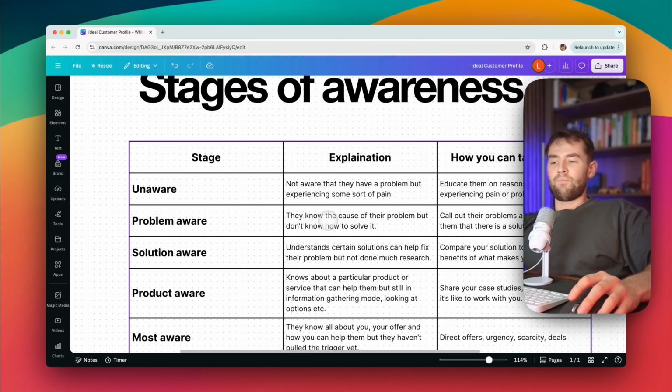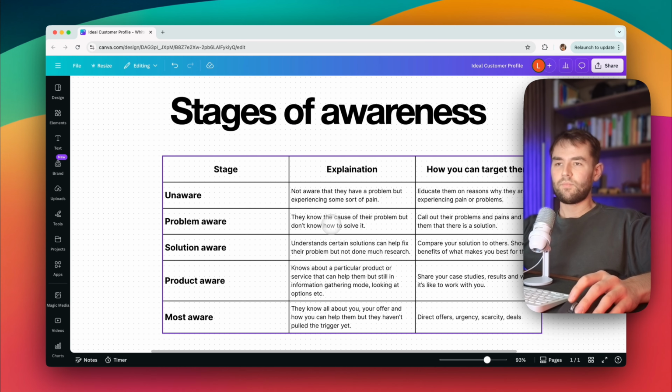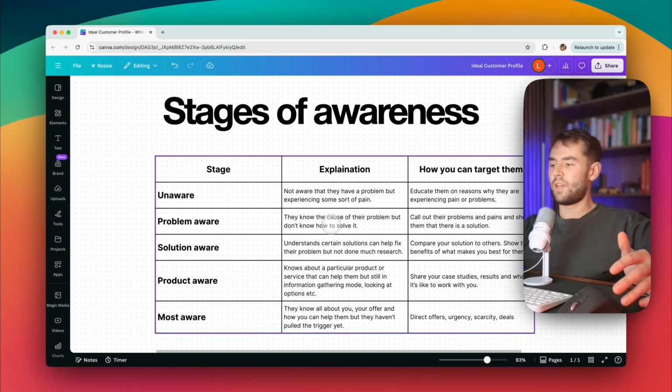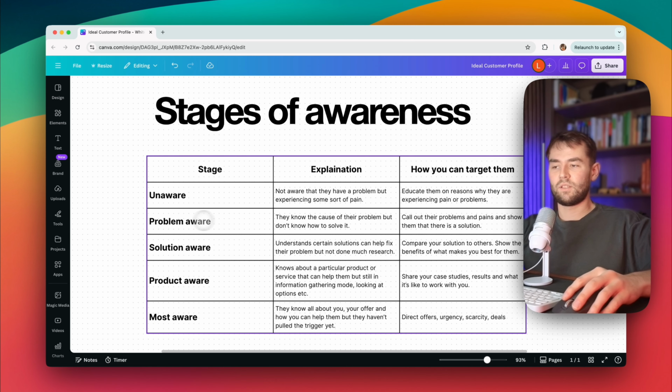Problem aware people then, they know the cause of their problem, but they don't know how to solve it. Again, these people might be aware that they are not feeling good because they want to lose weight, okay? But they don't know how to solve it. So they've tried things in the past and they just simply can't lose the weight.